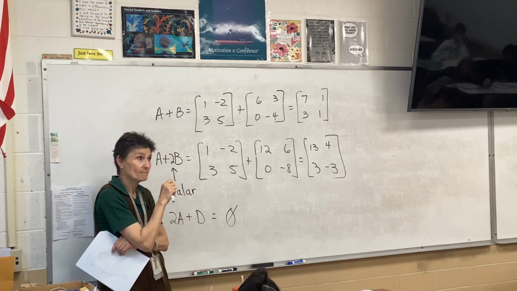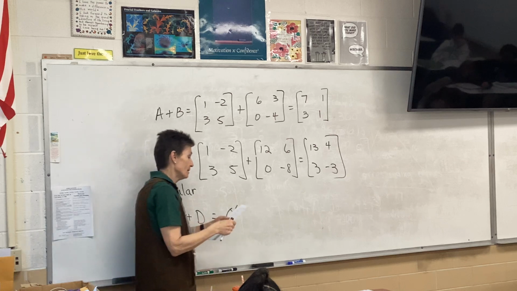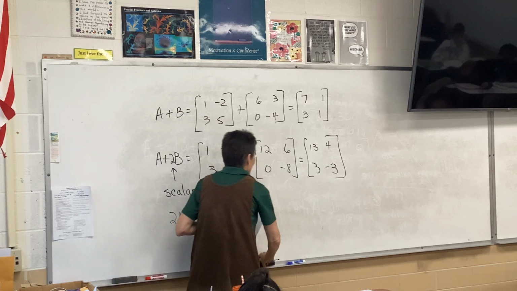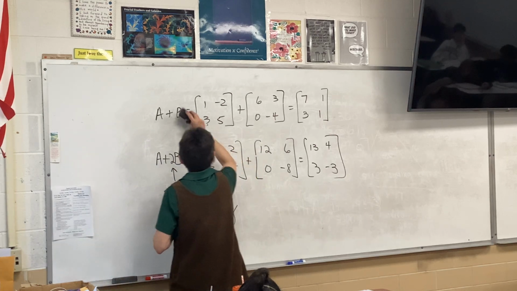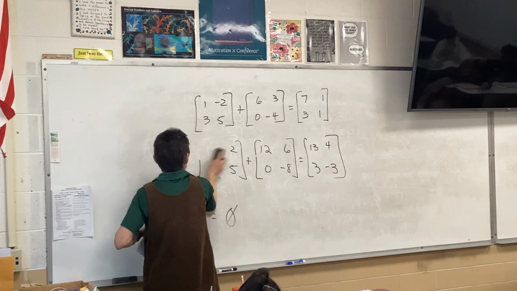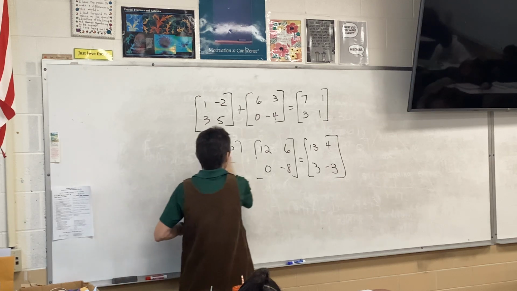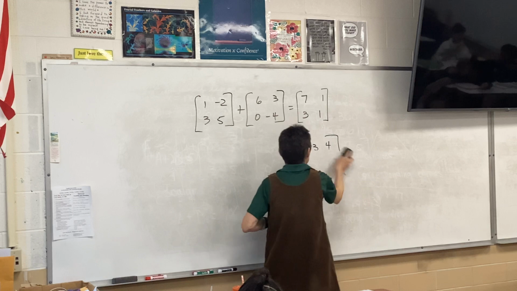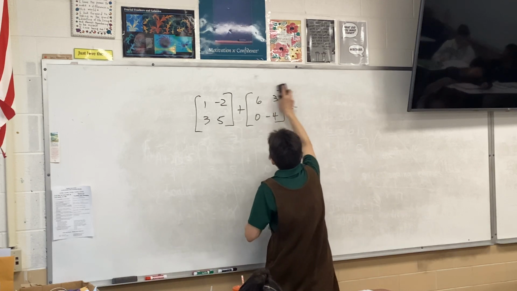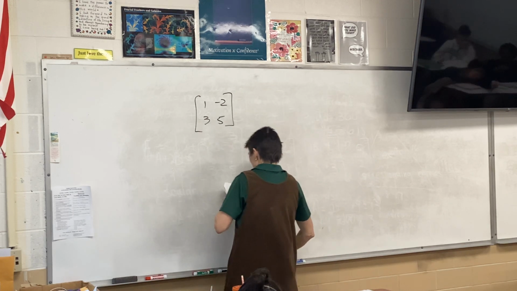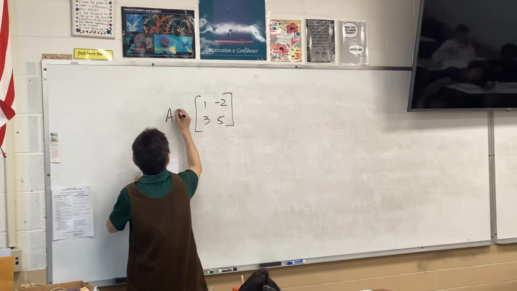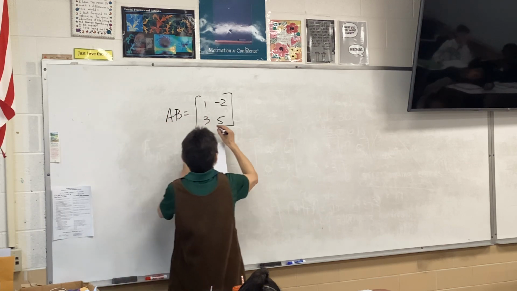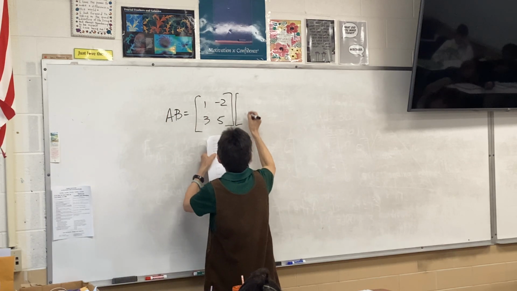That makes sense? Okay. Now hold on to your hats, because now we're going to multiply. The rules for multiplication are different, and it's a little bit more of a process, but you will get it. It's easy. So AB is A times B.